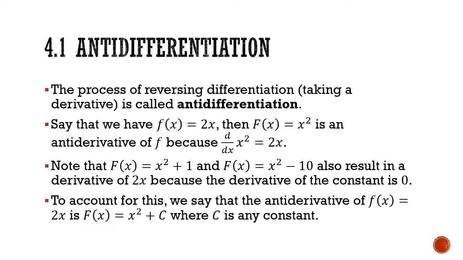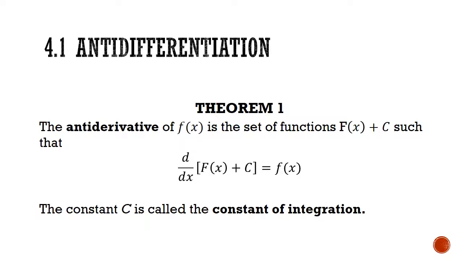what we do when we do an antiderivative is we say that the antiderivative of 2x is x squared plus c, where c is any constant. And what that does is it accounts for the missing constant that disappeared during the differentiation process.